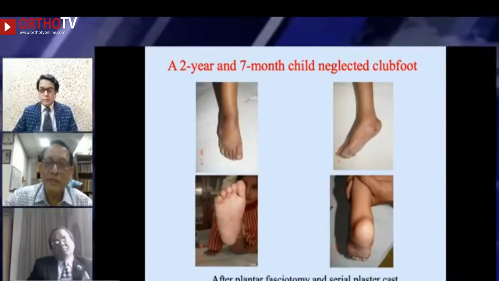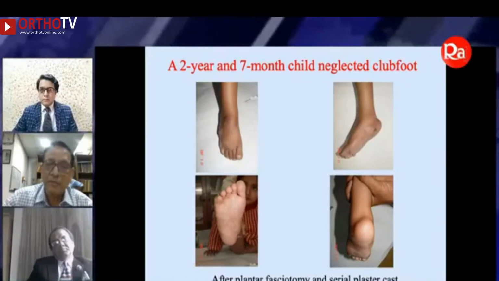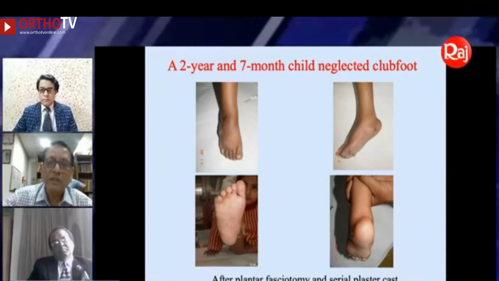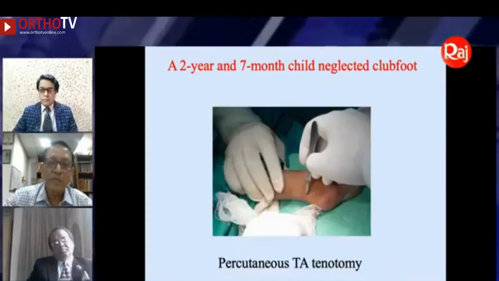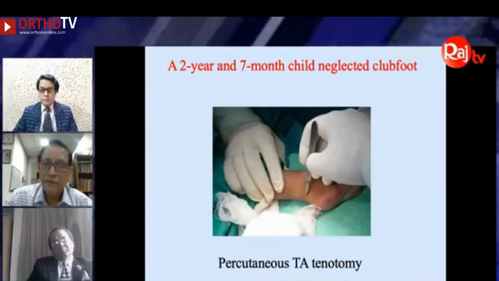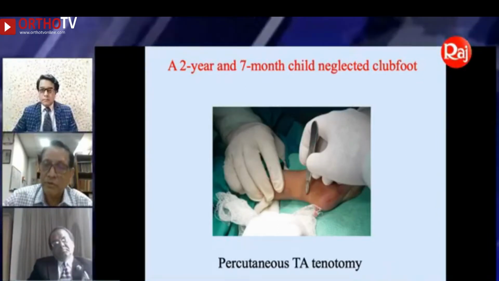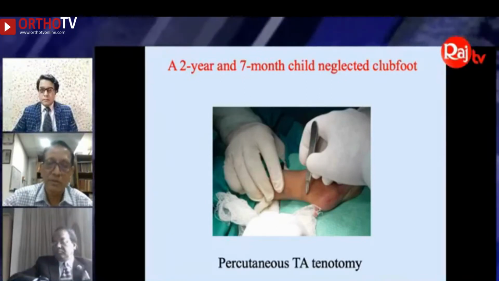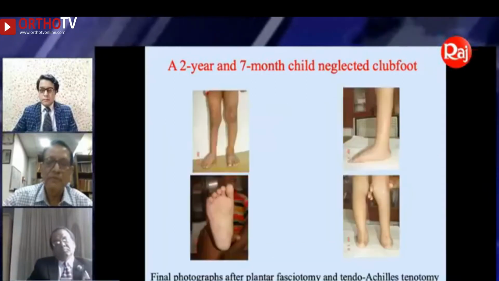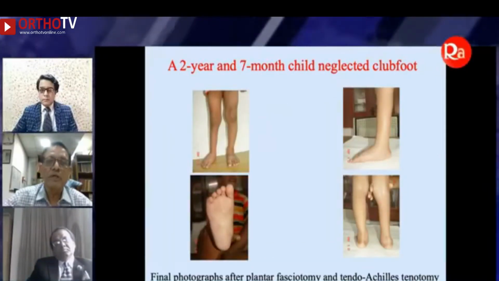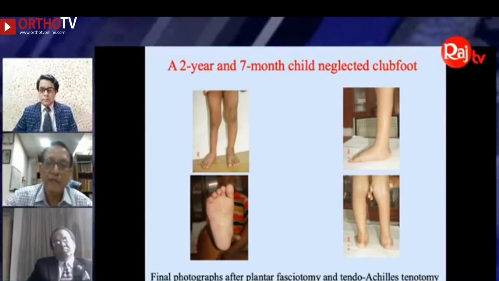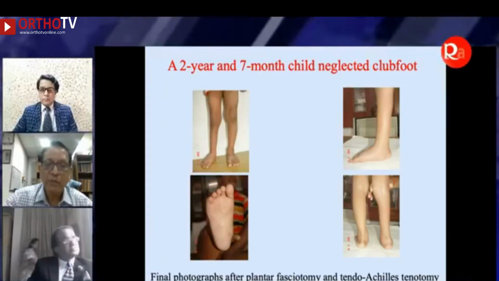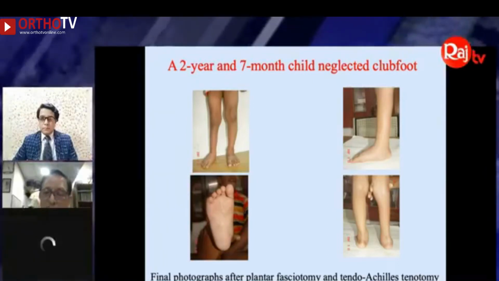After various plaster techniques, you can see that most of the deformity is corrected. Only the equinus is left there. So we have just cut the tendon with a number 15 blade, and if the child is very small, we use a knife cutter blade. You just feel the tendon and do a 90-degree rotation, so the tendon is cut there. After that, you can see that the result is fantastic. The plantar flexion, adduction and varus are corrected. These are the final photographs after plantar fasciotomy and tendoachilles tenotomy.